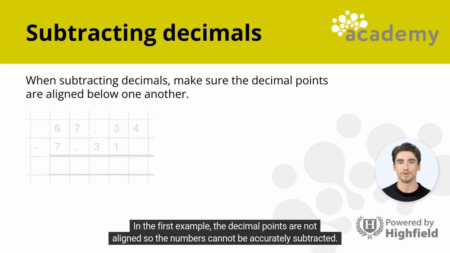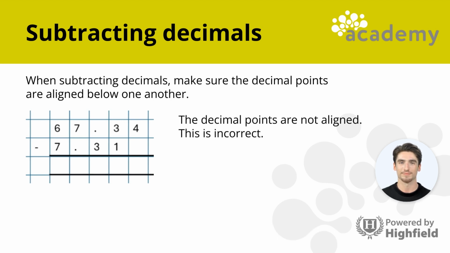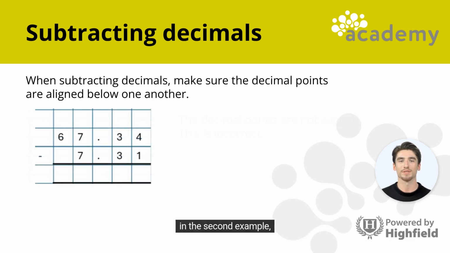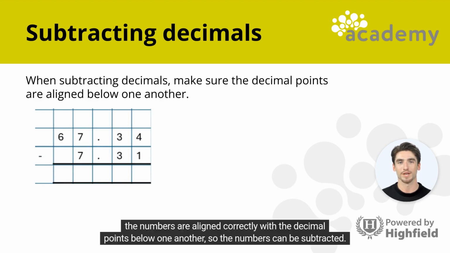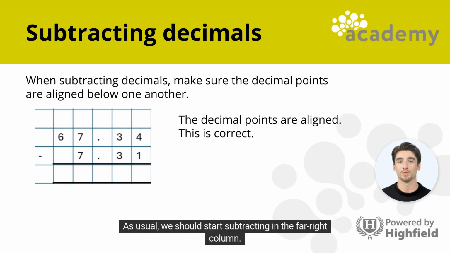In the first example, the decimal points are not aligned, so the numbers cannot be accurately subtracted. However, in the second example, the numbers are aligned correctly with the decimal points below one another, so the numbers can be subtracted. As usual, we should start subtracting in the far right column.